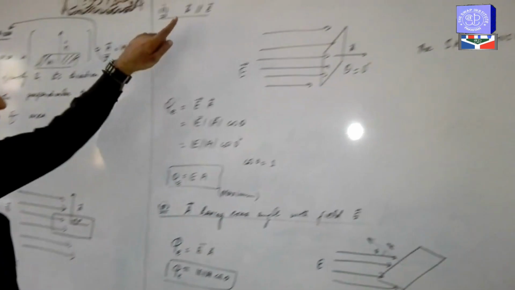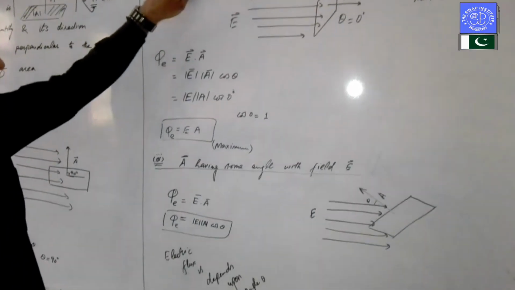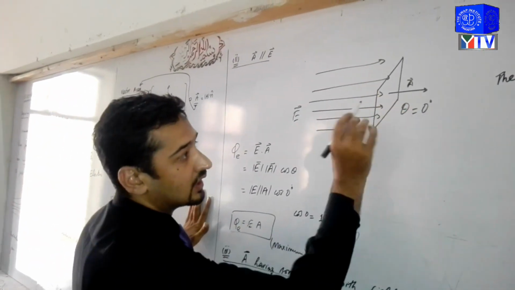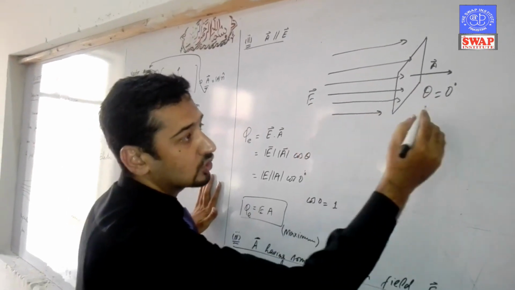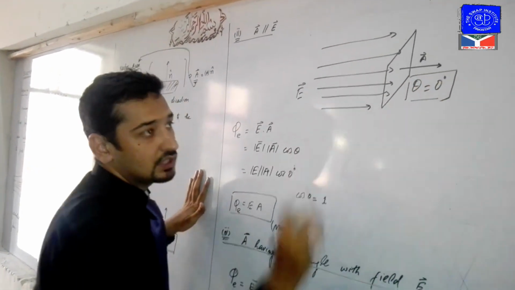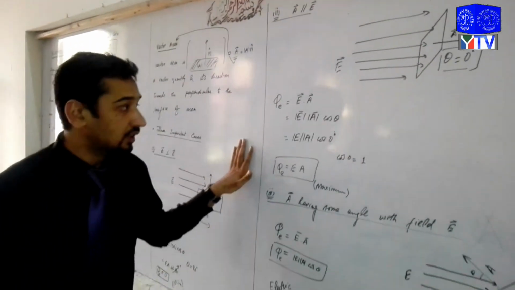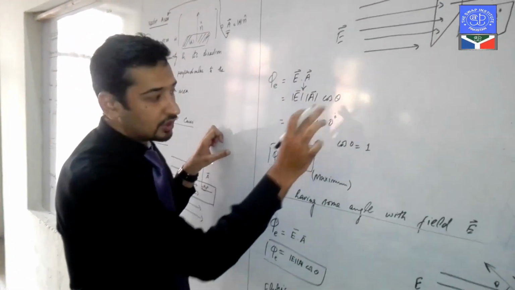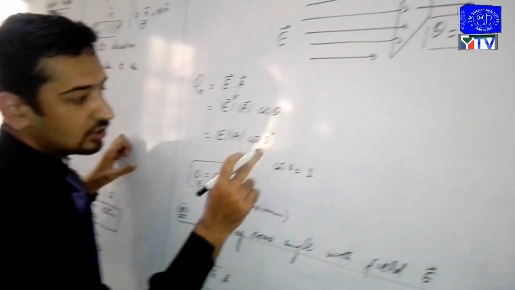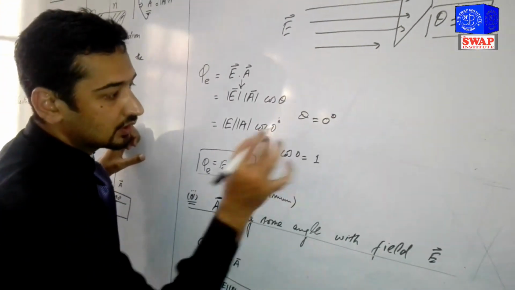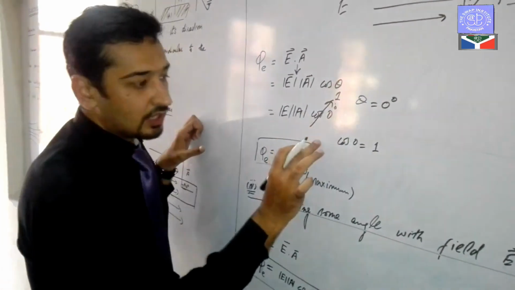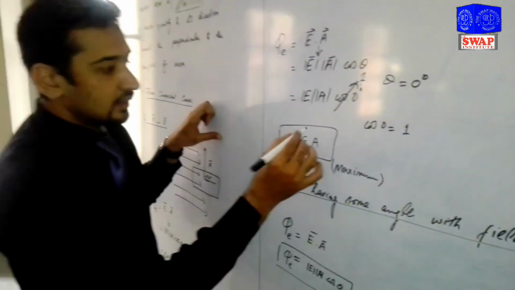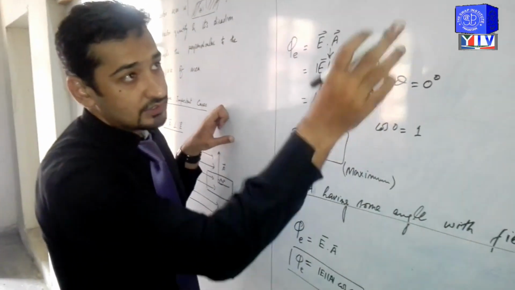So in the next case, the vector area is parallel to the electric field lines. So the vector area is along the electric field lines, and the angle between these two vectors is considered 0 degree. So for the electric flux, again by expanding the dot product, we get this one, and putting theta equal to 0 degree here, this will give us the maximum, as cos is maximum at 0 degree. So the electric flux is maximum at 0 degree.